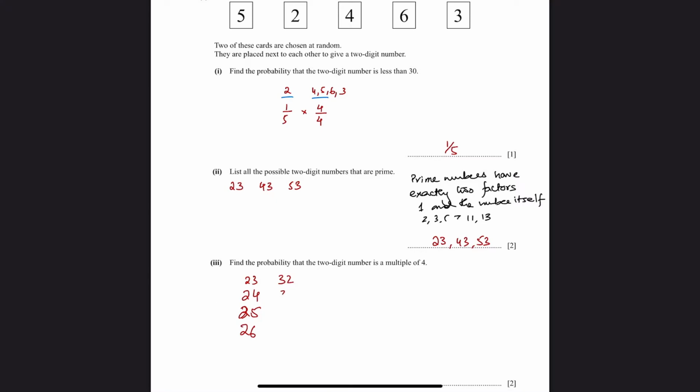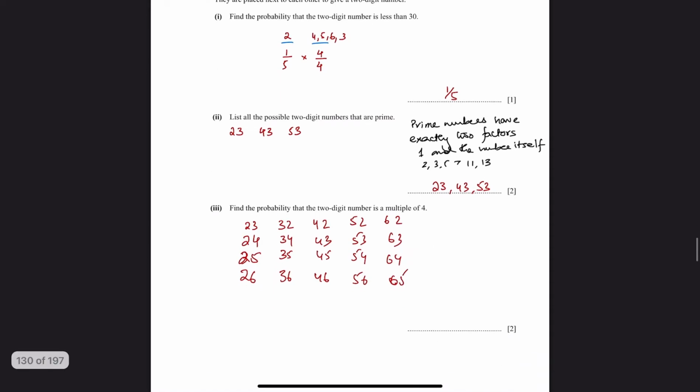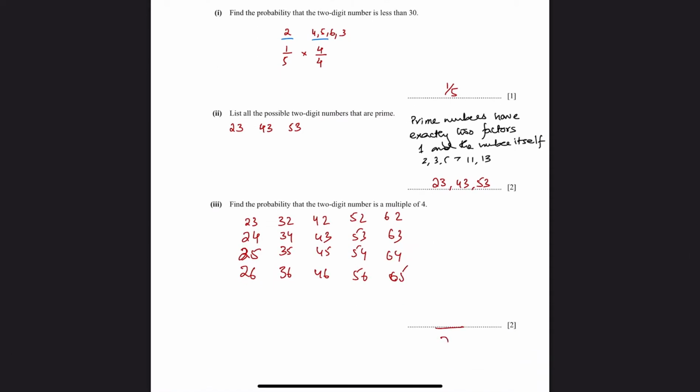Then 32, 34, 35, and 36. Then 42, 43, 45, and 46. And then 52, 53, 54, and 56. 62, 63, 64, and 65. I have a total of 20 numbers. How many of these are multiples of 4?